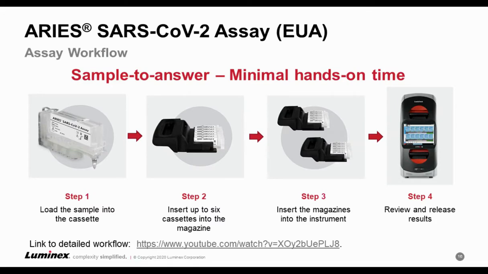Now, looking a little closer at the workflow, you simply prepare the cassette and add 200 microliters of UTM or equivalent, and close the sample tube. Then you load that cassette into a magazine, which fits up to 6 samples at a time. Then that magazine is loaded onto an instrument. And finally, the instrument will run and automatically result out each sample. This can be done either through an LIS interface or manually.